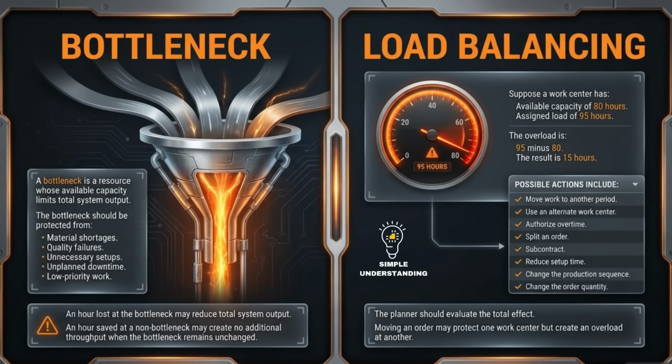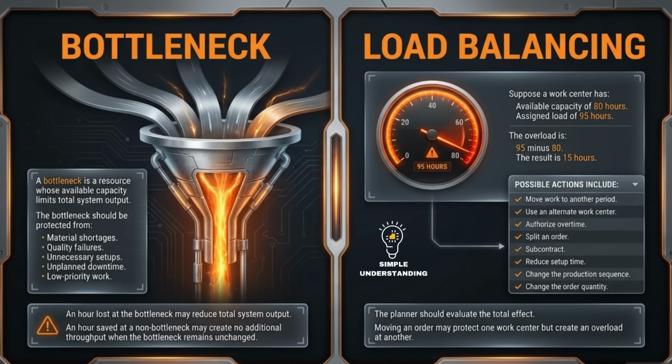Bottleneck. A bottleneck is a resource whose available capacity limits total system output. The bottleneck should be protected from material shortages, quality failures, unnecessary setups, unplanned downtime, low priority work. An hour lost at the bottleneck may reduce total system output. An hour saved at a non-bottleneck may create no additional throughput when the bottleneck remains unchanged.